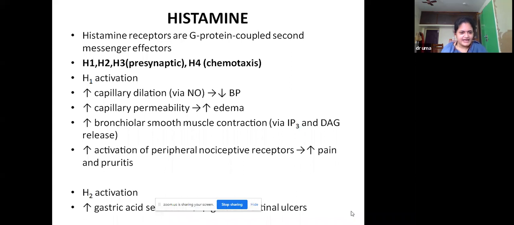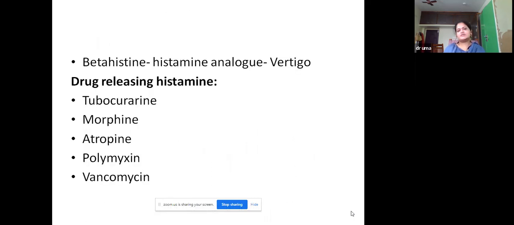Due to H1 receptor activation, there will be increased capillary dilatation, which causes a fall in BP, increased capillary permeability, and increased bronchial smooth muscle contraction. They also cause activation of the nociceptive receptors, which causes pain and pruritus. Due to H2 activation, there is an increase in gastric acid, so they produce gastric ulcers, so only H2 blockers are used for peptic ulcer. Among the histamine analogs, betahistine is used for vertigo.